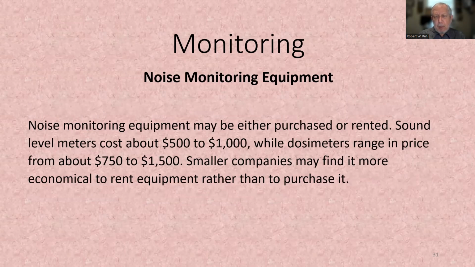Noise monitoring equipment may either be purchased or rented. Sound level meters cost about $500 to $1,000, while dosimeters range in price from about $750 to $1,500. They're probably a lot more than that now. Smaller companies may find it more economical to rent equipment rather than to purchase it.